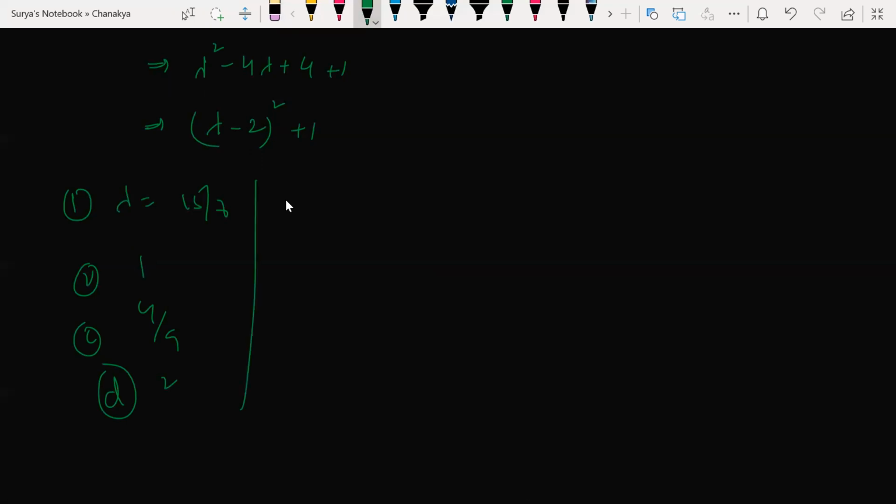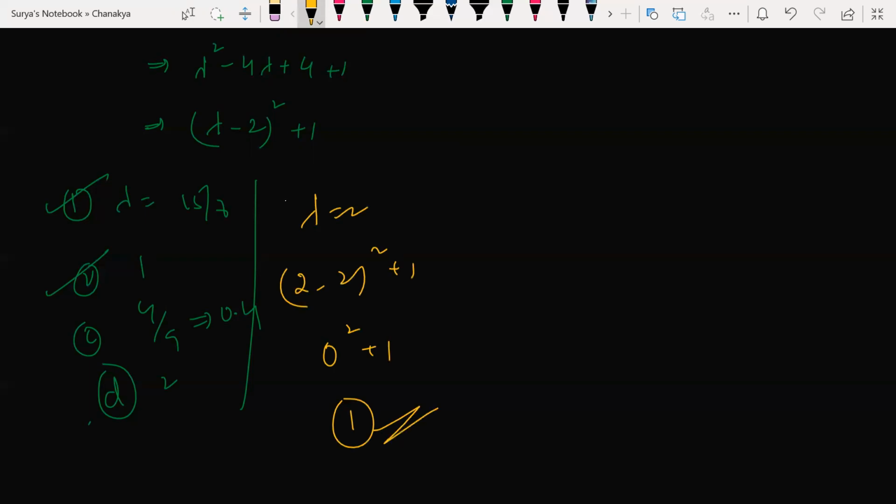So if I substitute 15 by 8, 15 by 8 minus 2 whole square, tell me. 15 by 8 would be giving you 1 point something, right? 1 point something, and here I have 0 point 4, C option. Option D is 2. If I substitute lambda value as 2, what am I going to get now? 2 minus 2 whole square plus 1. So 0 square plus 1 gives me 1. So option D is going to be correct here.